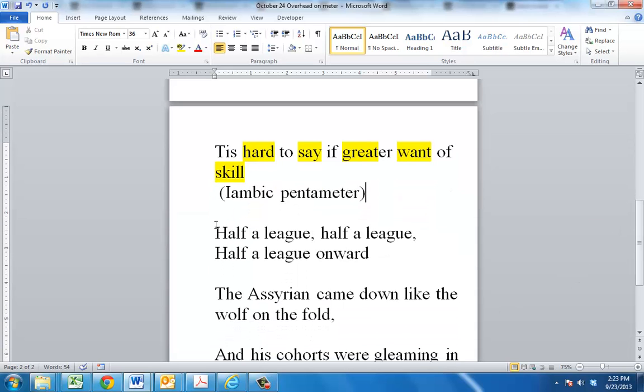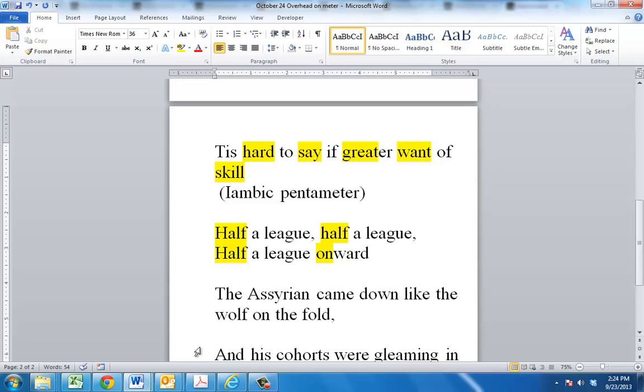This is a line from Alfred Tennyson's poem, The Charge of the Light Brigade. Half a league, half a league, half a league, onward. If you listen carefully, these stressed syllables are half, half, half. It's easy in a poem like this one. Once you've figured out part of it, it just repeats over and over. Half a league, half a league, half a league, onward and on.